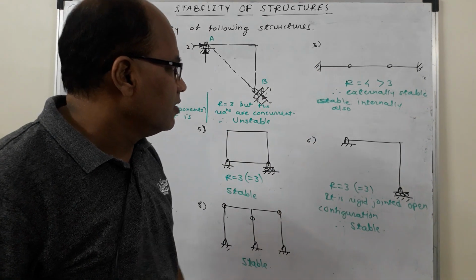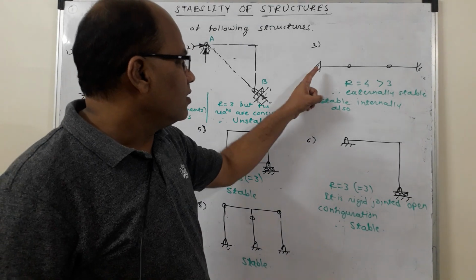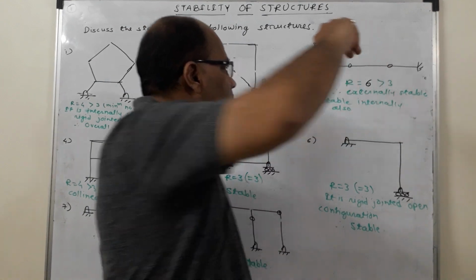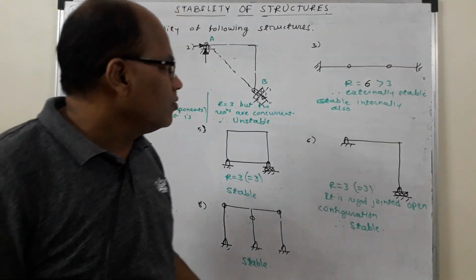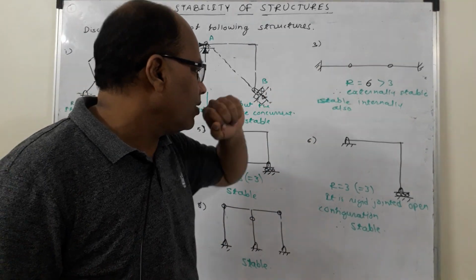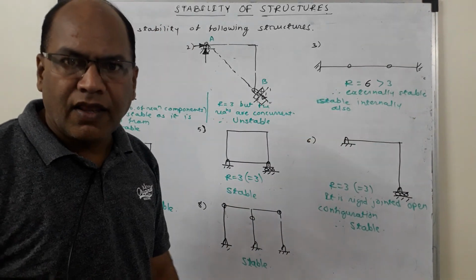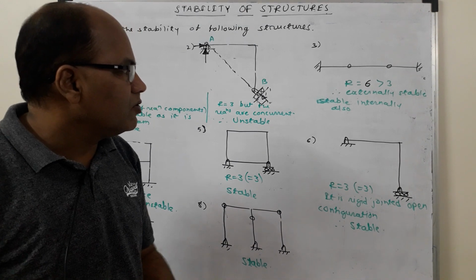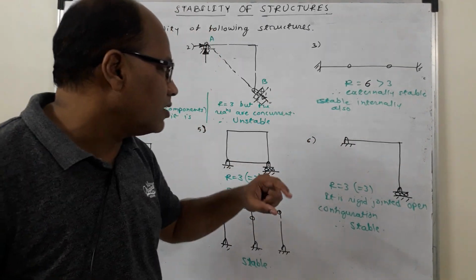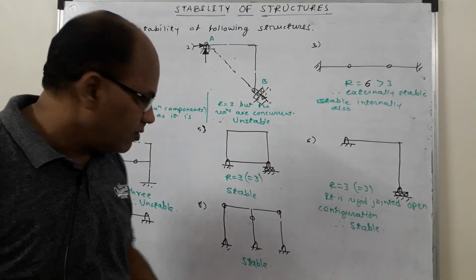Now it is the third one, in which a beam is shown and there are two internal hinges over there. Again the number of external reaction components is equal to 6 over here, because there are two fixed supports. So 3 plus 3, that is 6 reaction components, which is greater than 3. So the first condition is served. The second condition is that the reaction components should not be parallel and they should not be concurrent. This condition also gets served, and that is why this is externally stable and it is internally stable already.